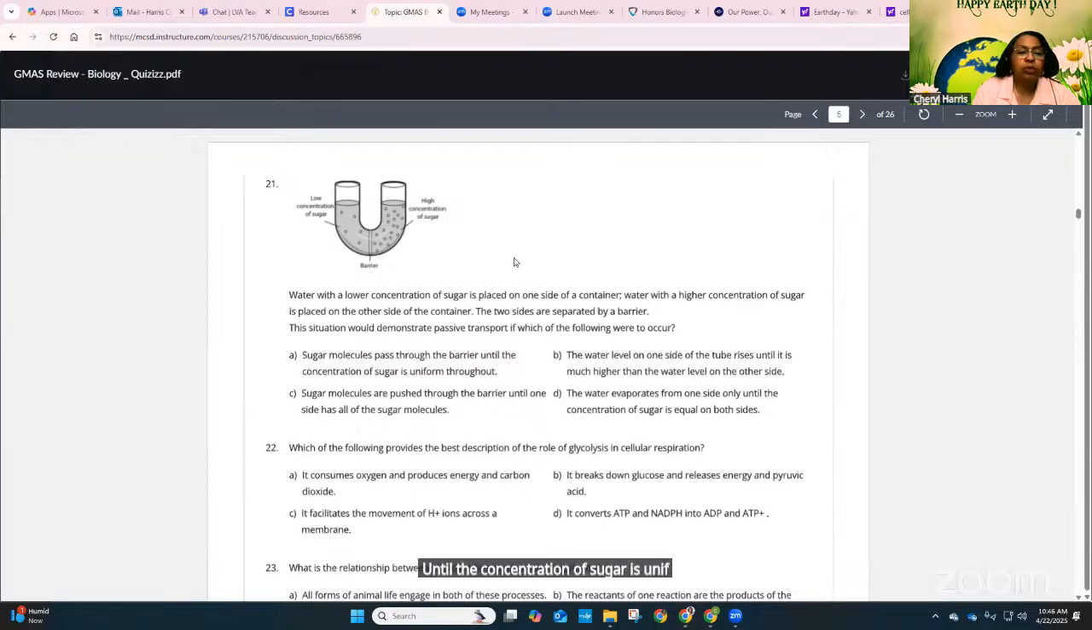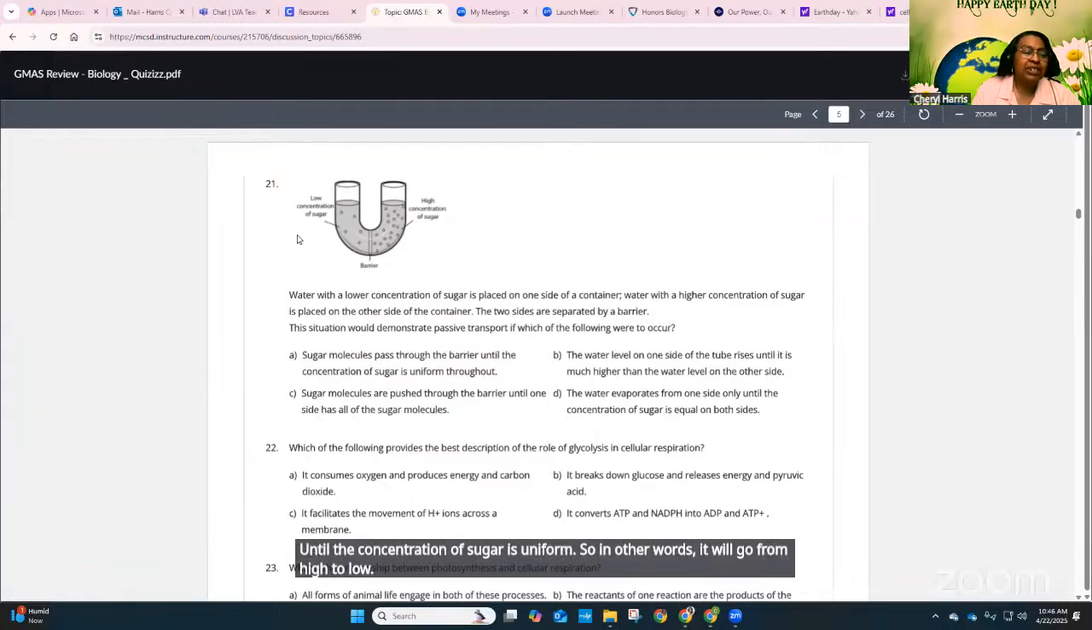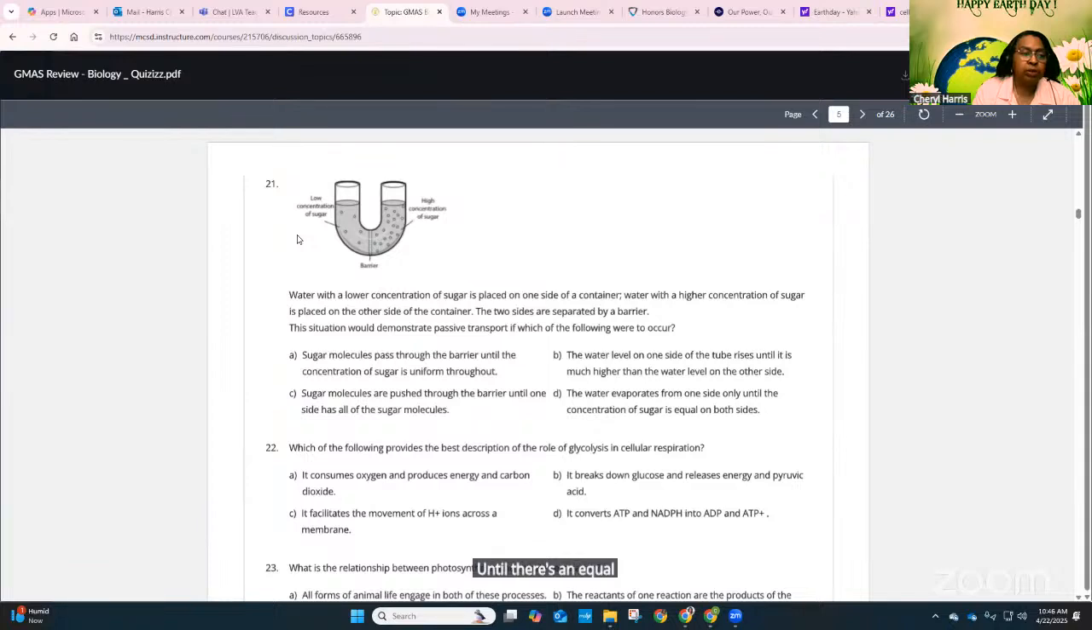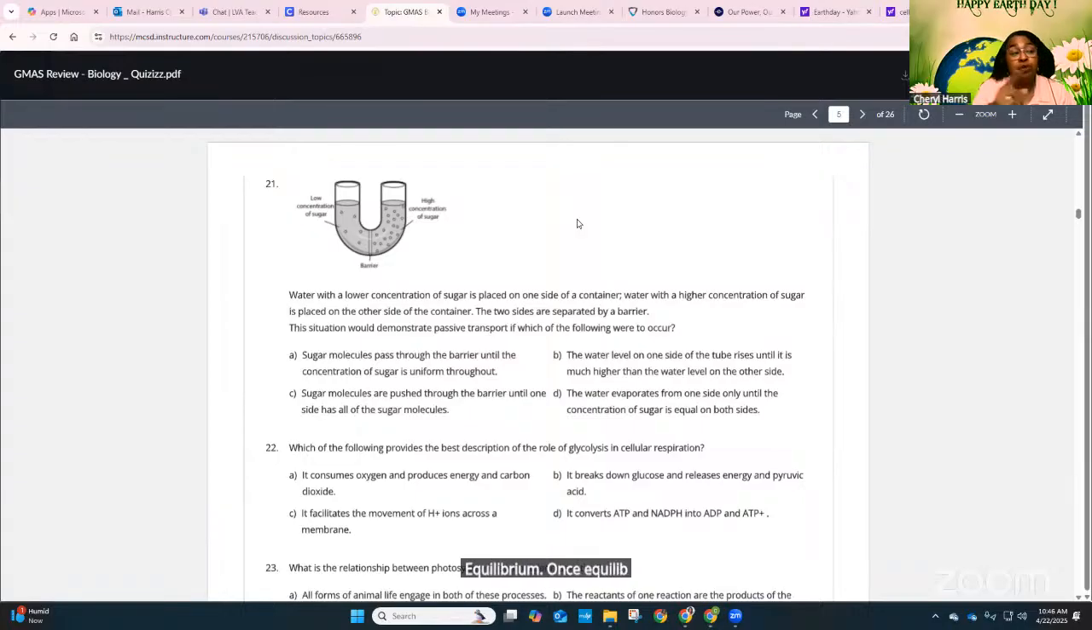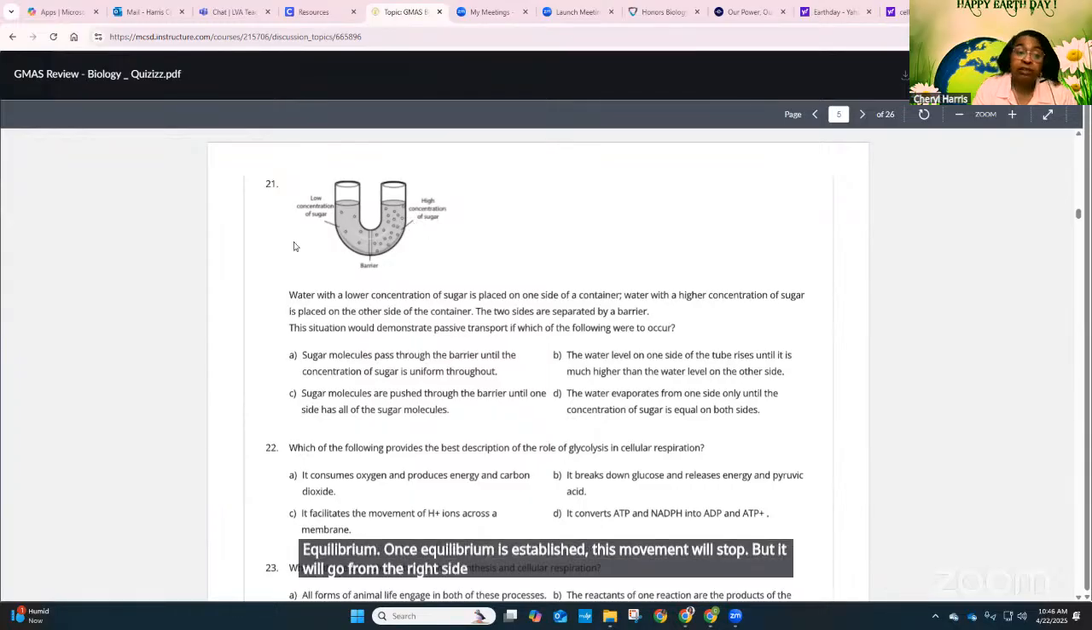So in other words, it will go from high to low until there's an equal number of molecules on both sides. This movement doesn't go on forever, but it's called equilibrium. So that's another word you have to remember. Equilibrium. Once equilibrium is established, this movement will stop, but it will go from the right side where it's high to the left side where it's low until it reaches equilibrium.